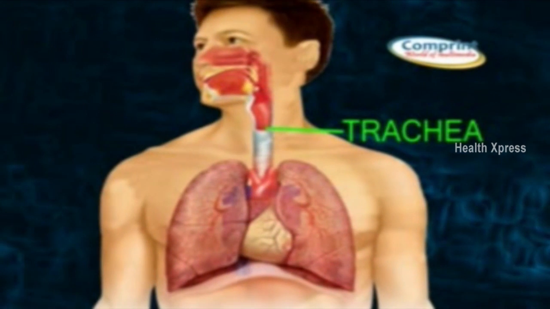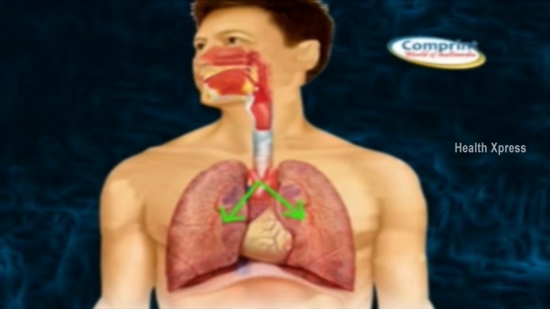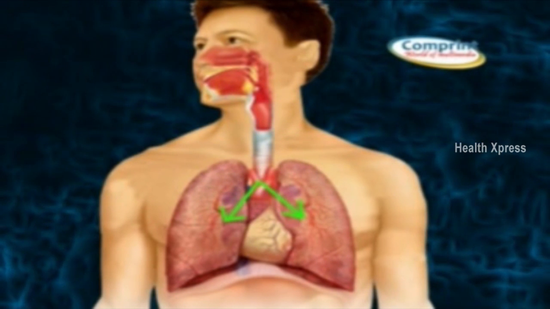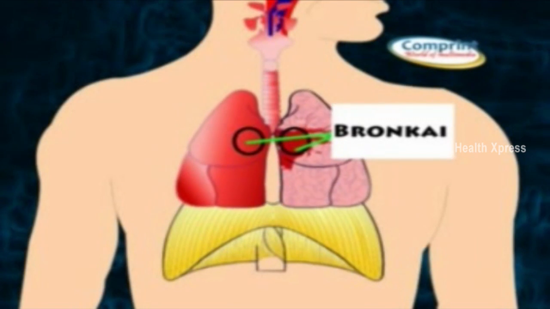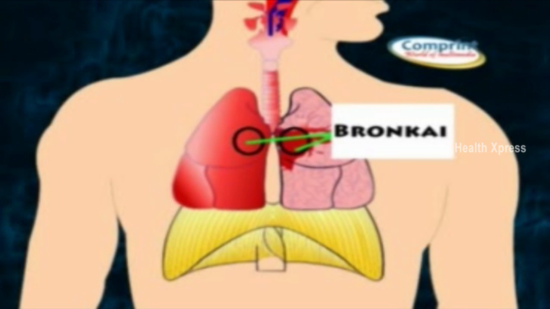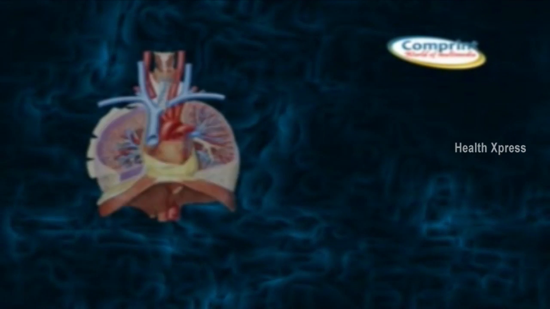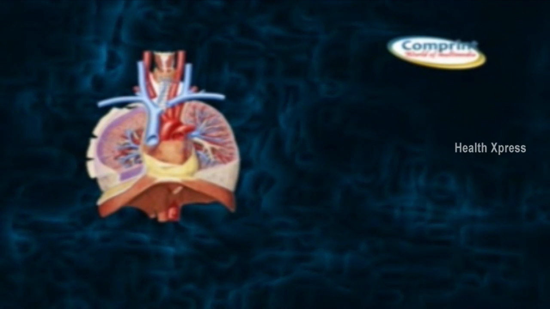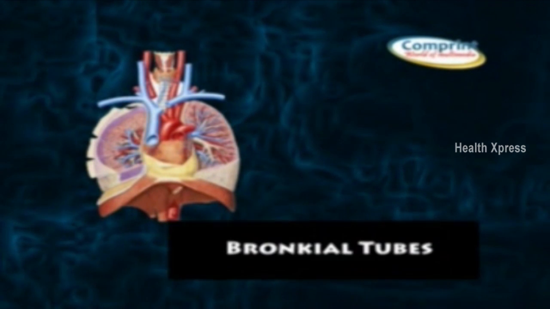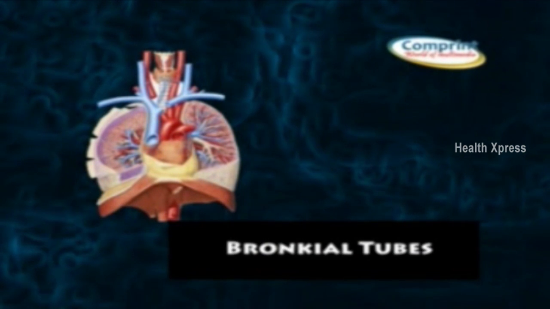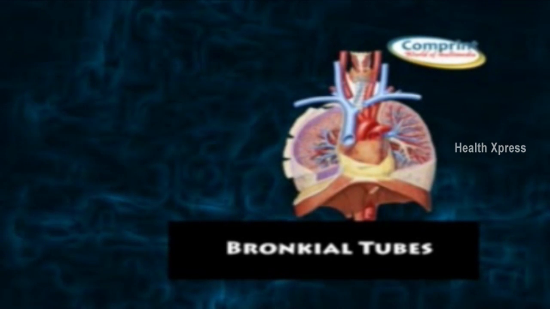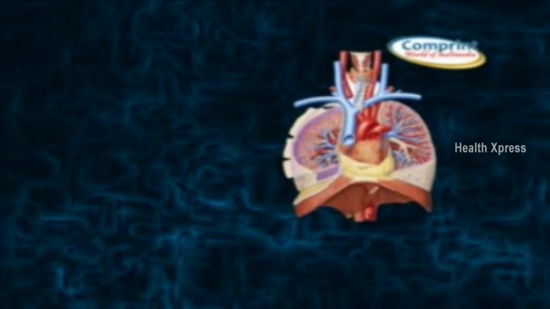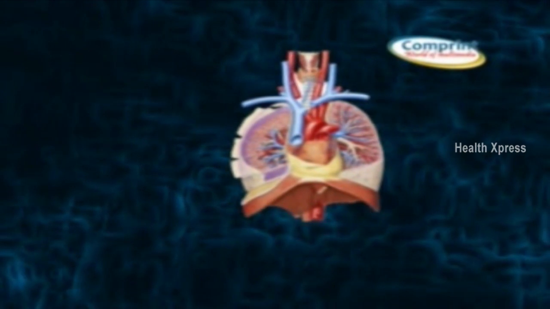Trachea is a tube-like structure that enters the chest cavity. Here, the trachea divides into two small tubes called the bronchi. Each bronchus again divides into bronchial tubes. These bronchial tubes open into lungs and divide into small tubes. These small tubes connect with air sacs called alveoli.